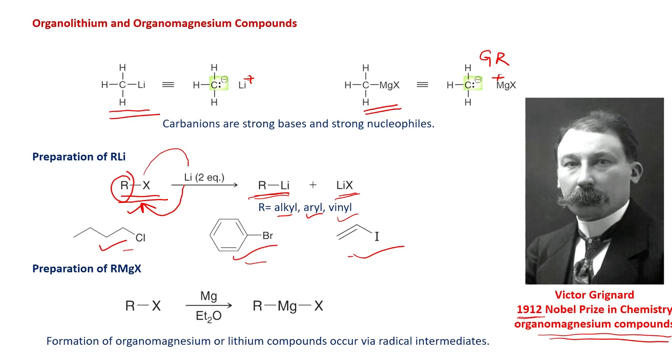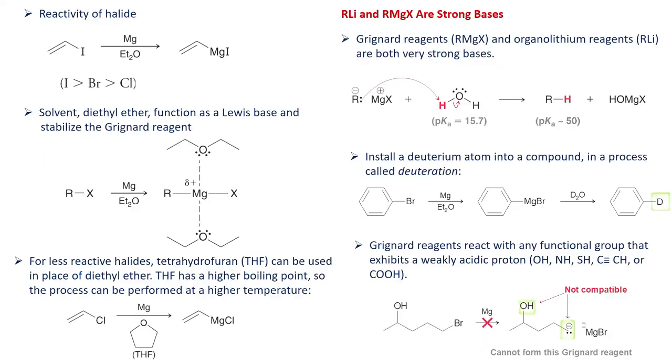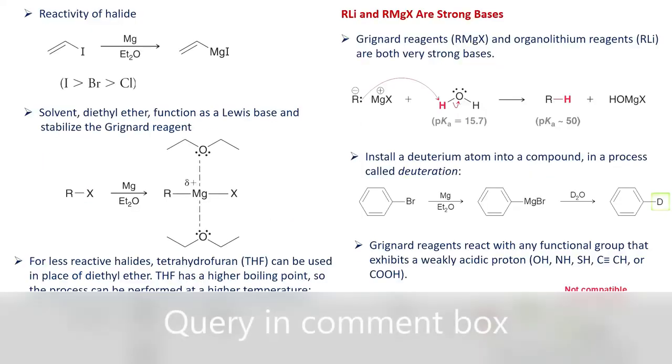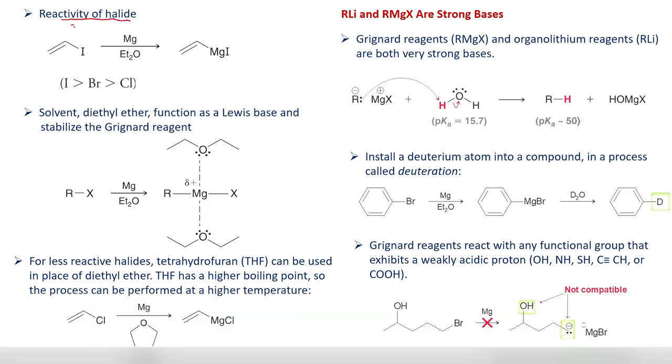Similarly, if you treat organohalide with magnesium in presence of diethyl ether, you will get your Grignard reagent. And this formation of organomagnesium or organolithium compound occurs via radical intermediates. We will study this in future, how it is prepared.